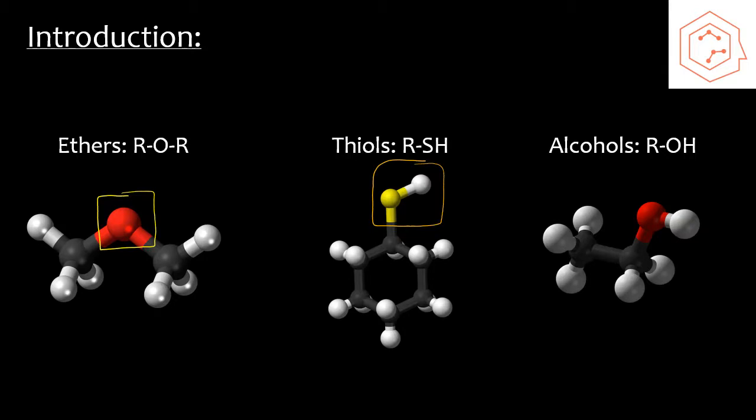Next we have alcohols. Alcohols are pretty similar to thiols. They have a hydroxyl group bonded to the parent chain, and that's simply an oxygen and a hydrogen bonded together. Here we can see that this molecule represents the alcohol group, with the red atom being the oxygen and the white atom being the hydrogen.